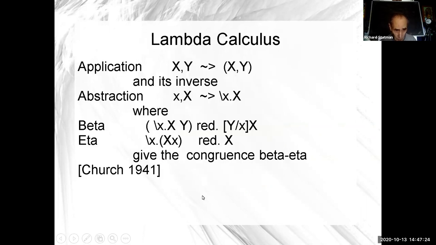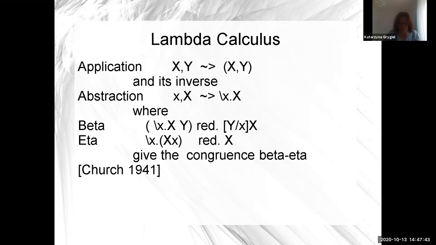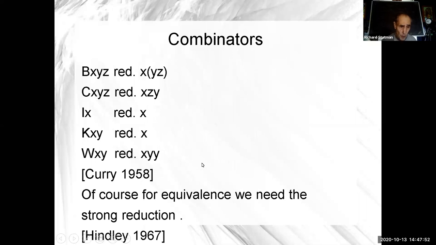So this is the usual presentation of lambda calculus, which we've all seen numbers of times already in this conference. The main thing I want to emphasize here is that eta will be used throughout. It's rather important if one wants to talk about even models. So we will have eta almost all of the time. And of course, here we have combinators. The particular selection of combinators I've used are actually Church's, B, C, K, I, W. And of course, for equivalence, we need strong reduction and the combinatory axioms that are due to Hindley.